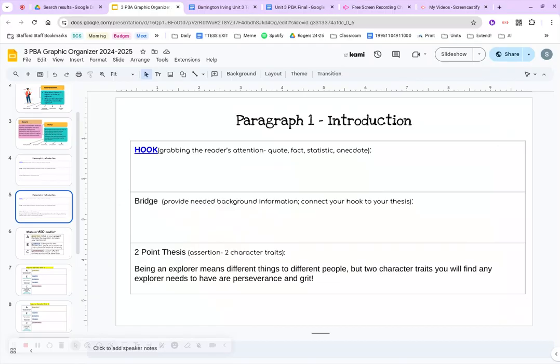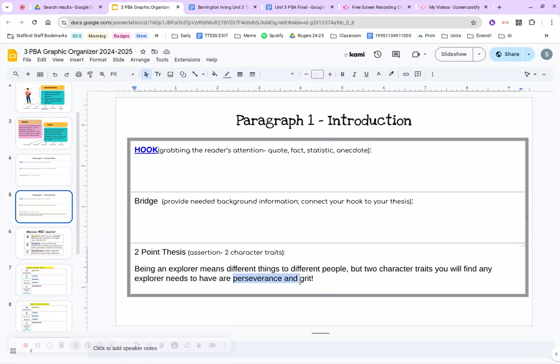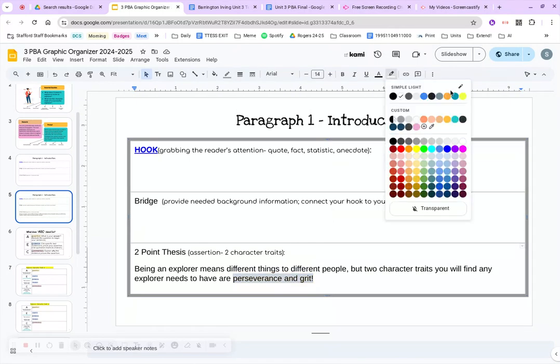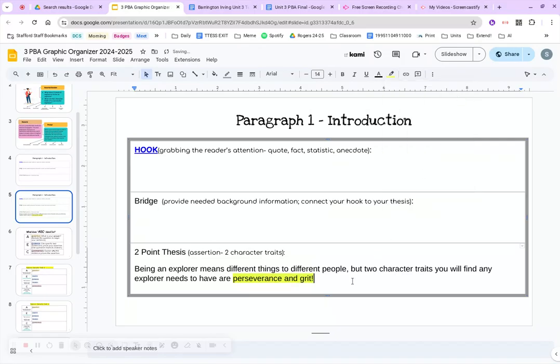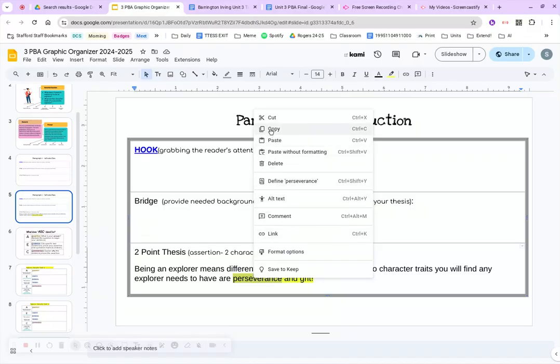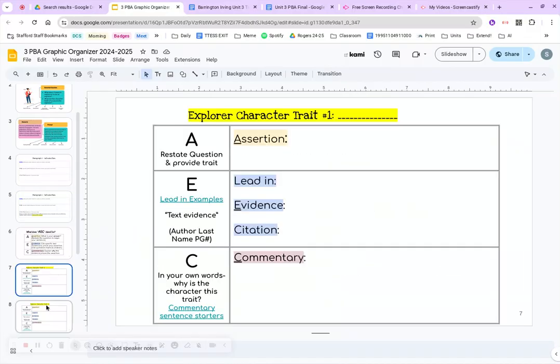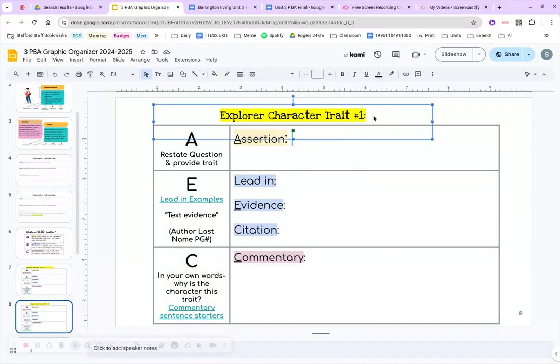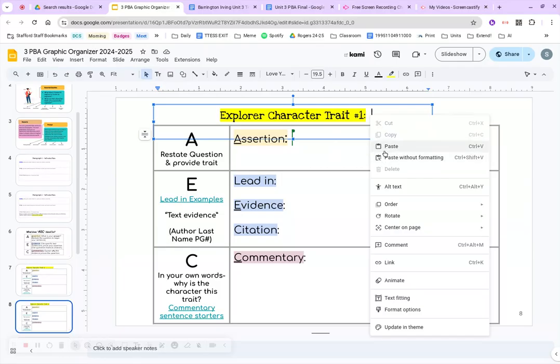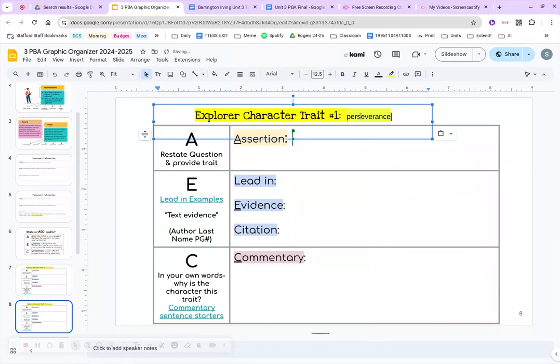So if you read back through that, mine says, being an explorer means different things to different people. But two character traits you will find any explorer needs to have are perseverance and grit. So the two character traits I will be discussing in my essay are perseverance and grit. So we will start with the first one I listed, perseverance, and that will be the character trait I discuss in my first body paragraph. So now I'm going to go back to that slide and mark that character trait down so that you can remember what you're writing about here. You're writing about that explorers show perseverance.